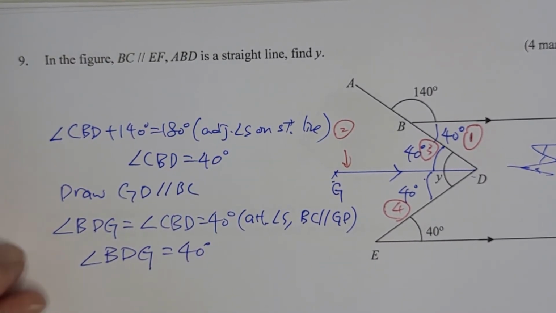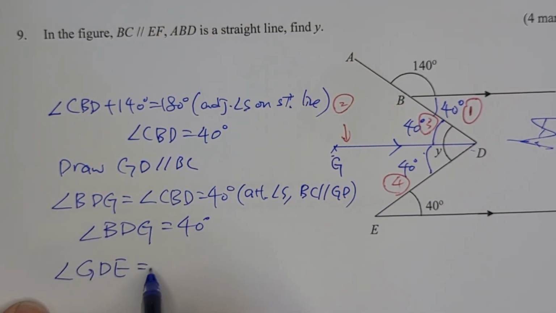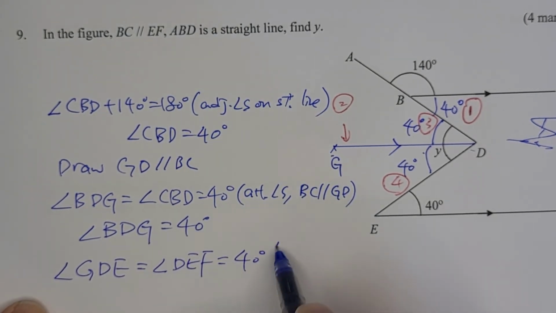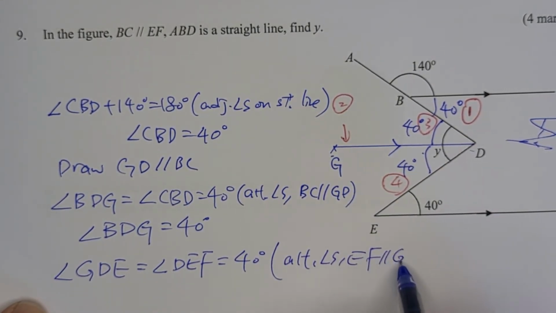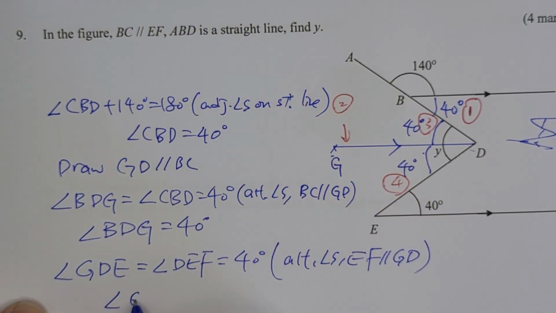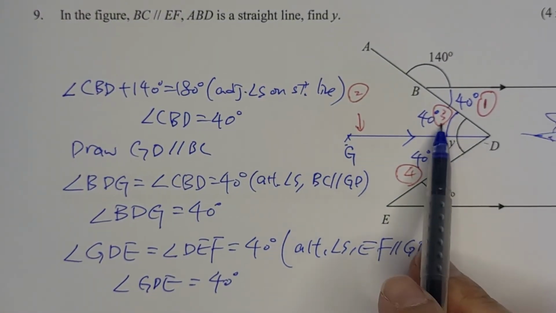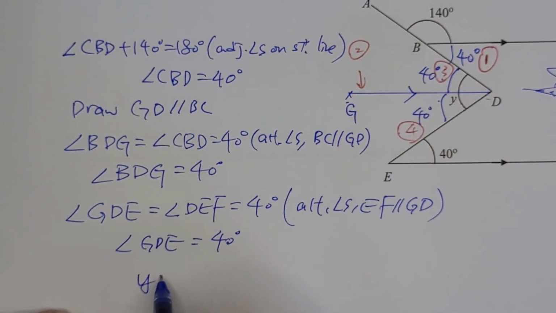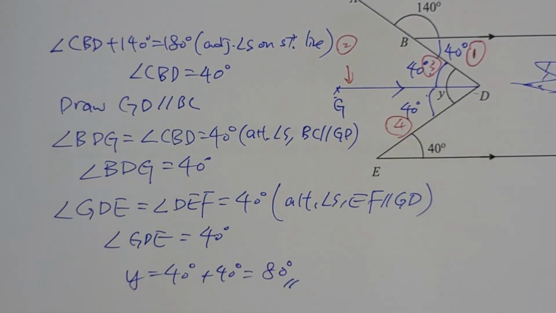There's a third action. And the fourth action, this one. Angle GDE equals angle DEF equals 40 degrees again. Reason, alternate angles. Now, in this case, that is EF parallel GD. So, angle GDE equals 40 degrees. Now, final action, you find y, right? So, these two 40, add them together. y equals 40 degrees plus 40 degrees, that is 80 degrees. Don't miss the unit, okay? y is in degrees.